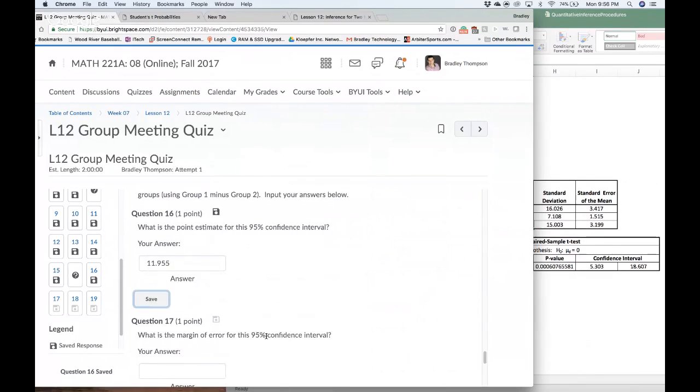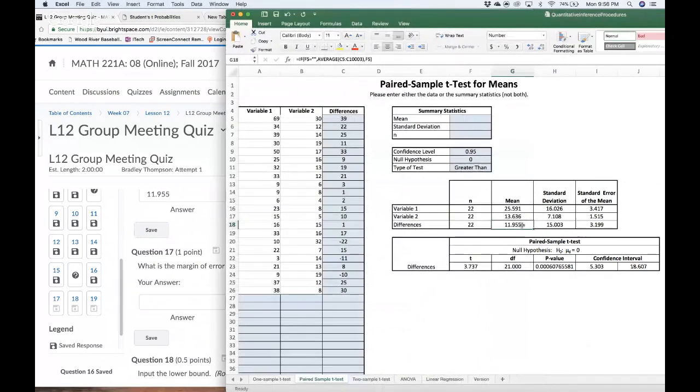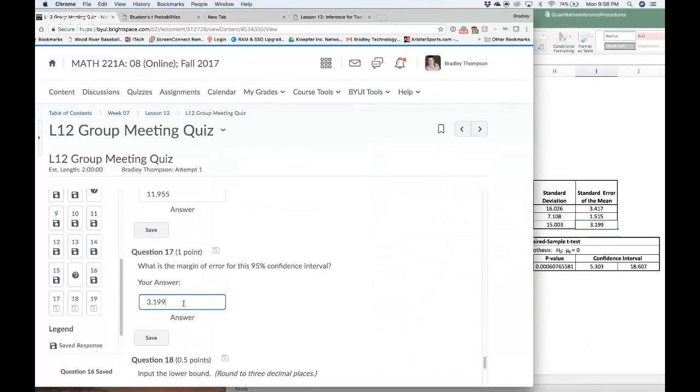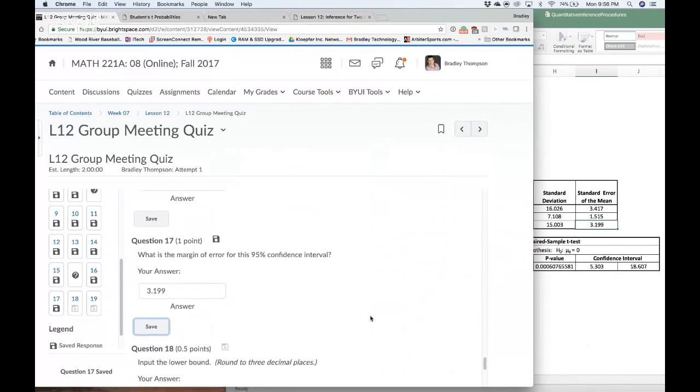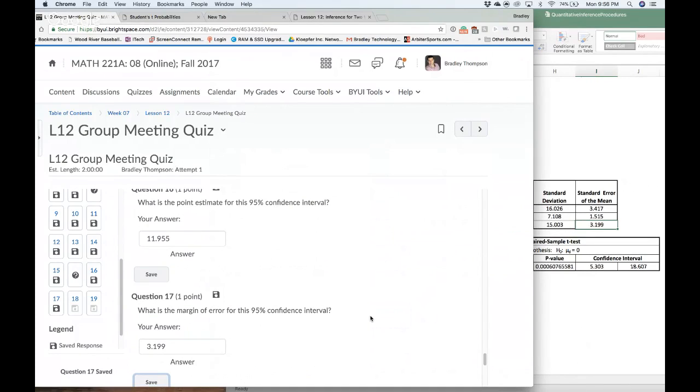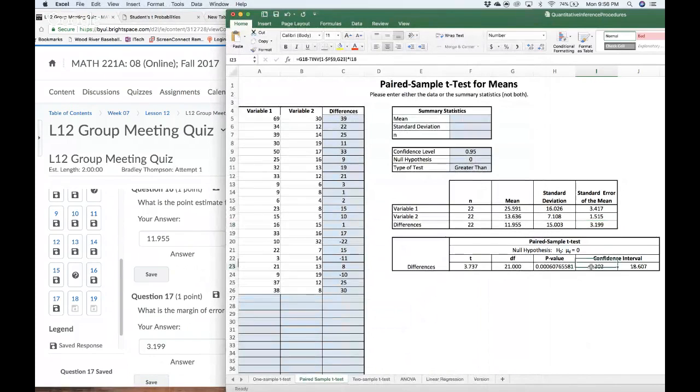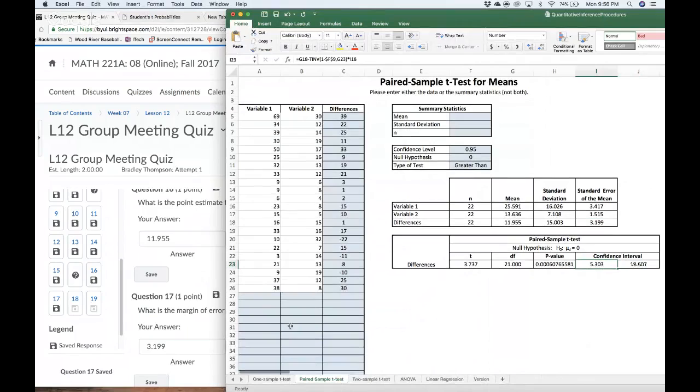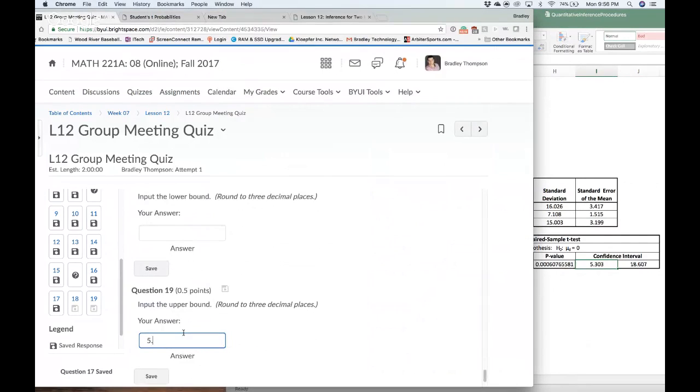And then what is the margin of error? Does it have that in there? 3.199. Right, and then the lower bound should be, somebody get a calculator. I'll get a calculator real quick. Right there, it should be the lower bound. Is it on there? Yeah, go down a little bit. Oh, is it right here? 5.30303. Okay. Does everyone see that? 5.303 is the lower bound. And the upper bound is 18.607. That actually sounds right to me.